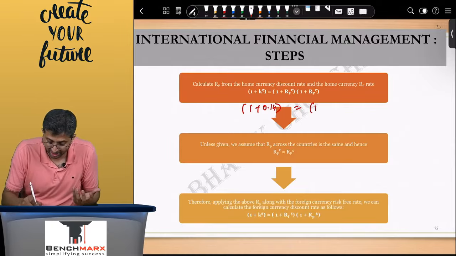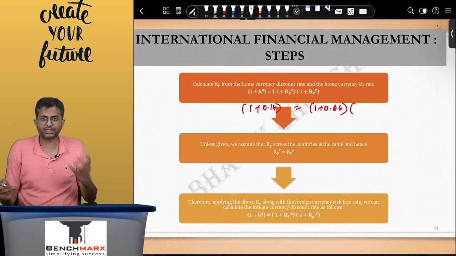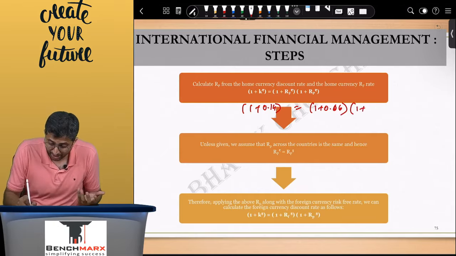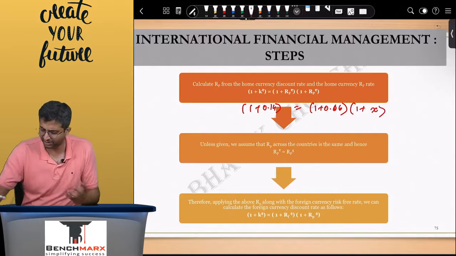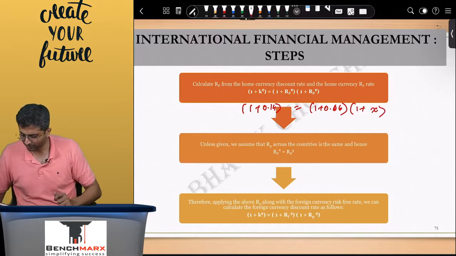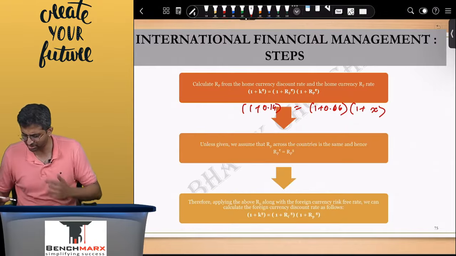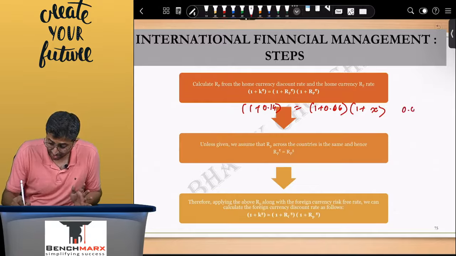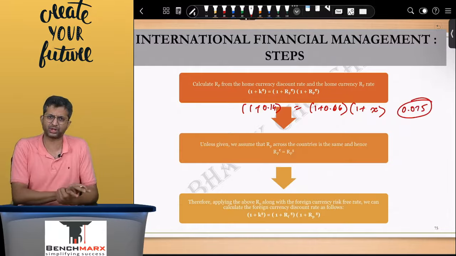So, let us say the risk-free rate in India is, for example, 6%. Then I'm not expecting 6% on 1 rupee that I invest, I'm expecting 14%. The remaining is, let us say, attributable to the risk premium. So, over here, if I take 1.14 upon 1.06, I will get approximately 7.5% as my risk premium. 0.075 or 7.5% is my risk premium.